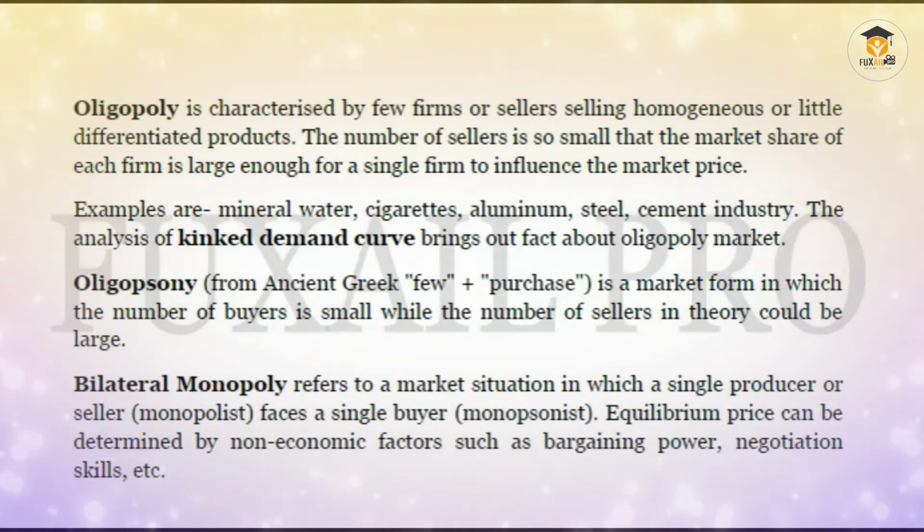Bilateral monopoly refers to a market situation in which a single producer or seller, the monopolist, faces a single buyer, the monopsonist. Equilibrium price can be determined by non-economic factors such as bargaining power, negotiation skills, etc.